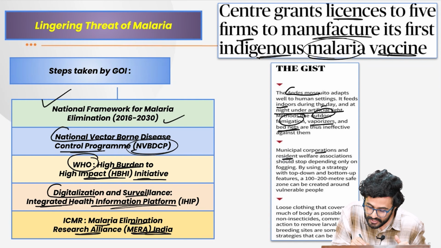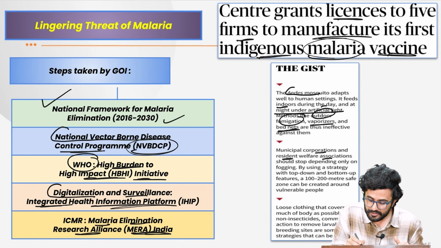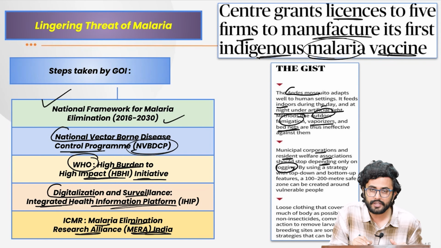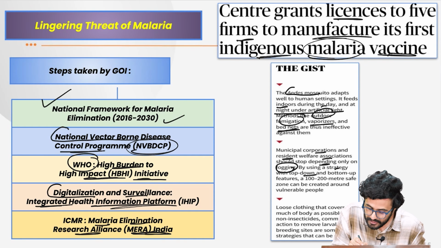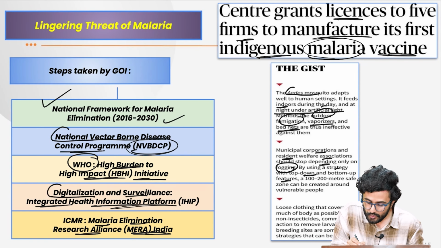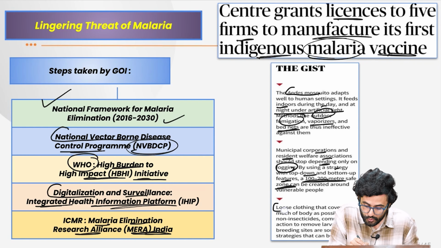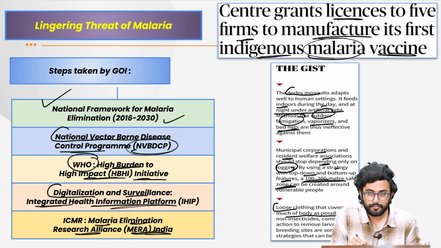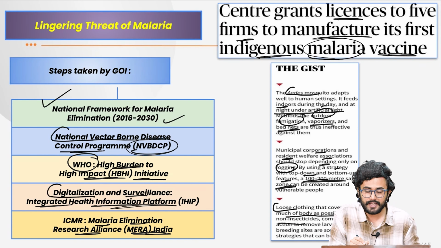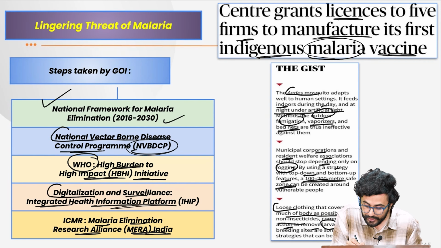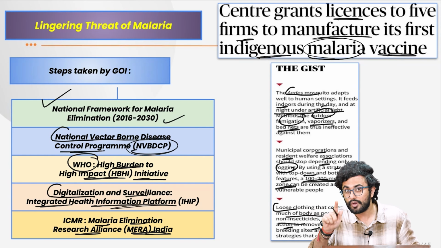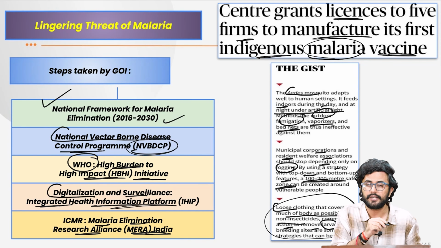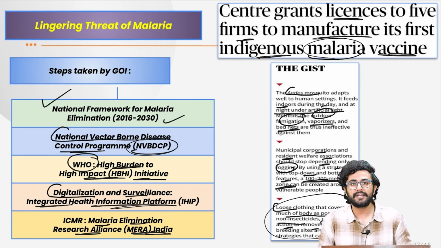Then municipal corporations and resident welfare associations should stop depending only on fogging. They should also use a strategy with top-down and bottom-up features. So 100 to 200 meter safe zones can be created. Wear loose clothing that covers as much of the body as possible. Safe, non-insecticide methods and community action to remove larval breeding sites or waterlogging sites should be taken up. So keep these innovative suggestions in your mind as well, and we move forward to the next news.